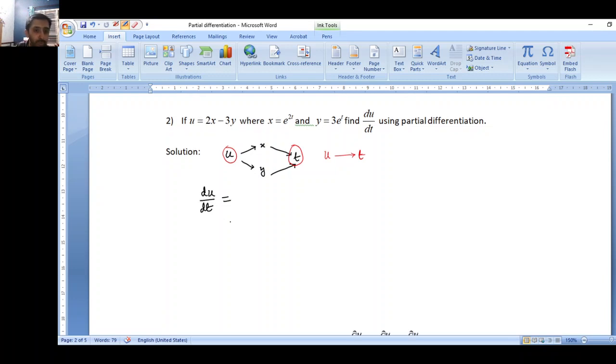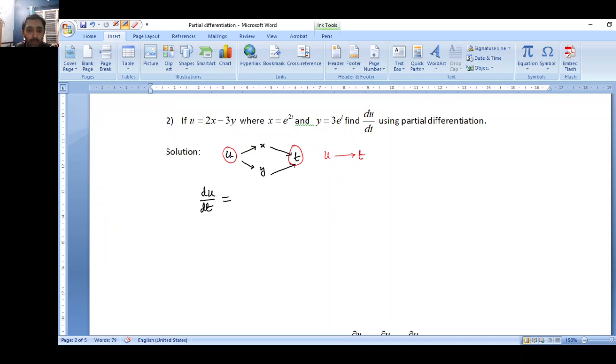Now what rule are we using? Whenever we are trying to find ordinary derivatives involving composite functions, we will have to use the total derivative rule. How do we write it? Once again, it's the same logic. Writing the expression for du by dt is similar to finding the ways from u to t. There are two ways: one is from u to x and then x to t, and the other is from u to y and then y to t.